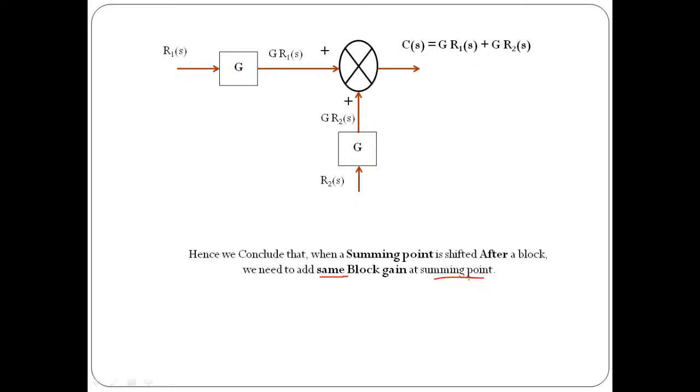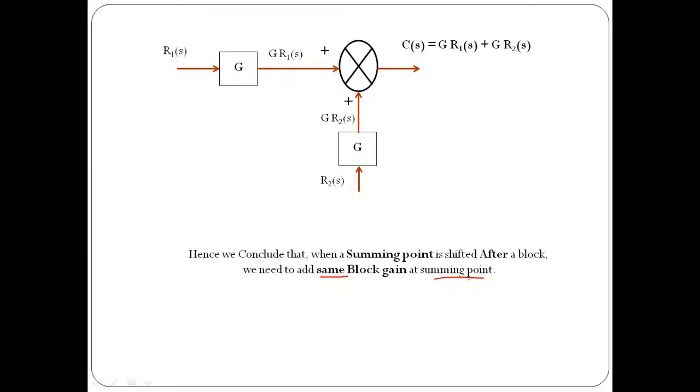So after these two rules, you have to remember only one rule. The second will be the complementary, or you can say exactly the opposite of the first rule. Normally I remember the rule SBI. That means whenever you have a summing point and you shift that summing point before a block, we need to add inverse block gain.